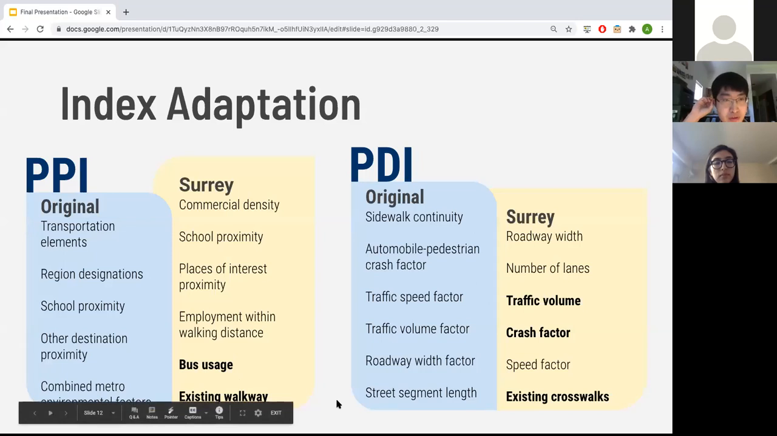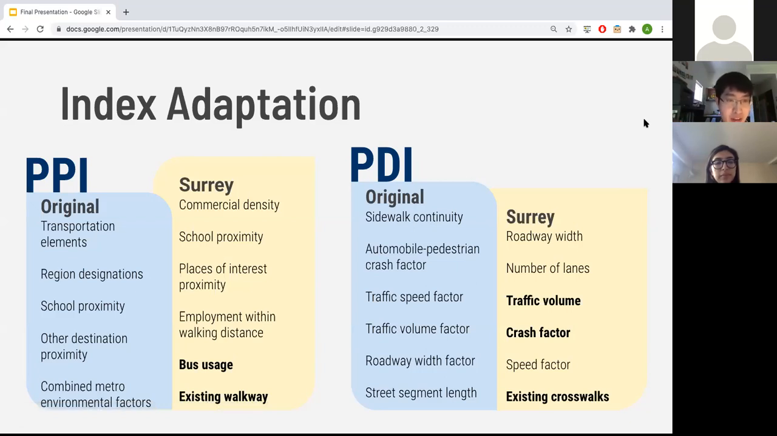Okay, so for the PPI, in the original proposal, they take into several considerations. One of them is transportation elements, like the distance to the nearest bus stop, and other regional discriminants, like whether an intersection or a location is in a commercial area or residential area, and then school proximity and other destination proximity, like distance to the closest shopping mall, whether an intersection or a location is close to a park or not, and other environmental factors like, for example, the percentage of population that commutes by walk or taking public transit.